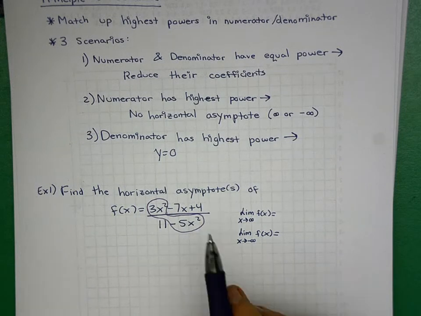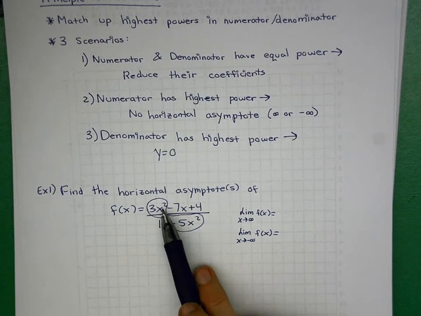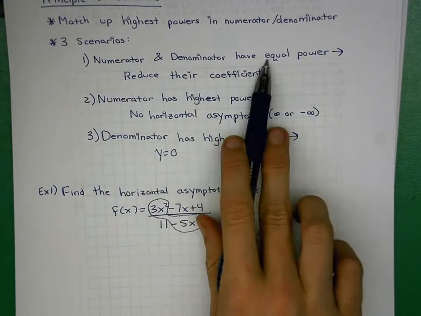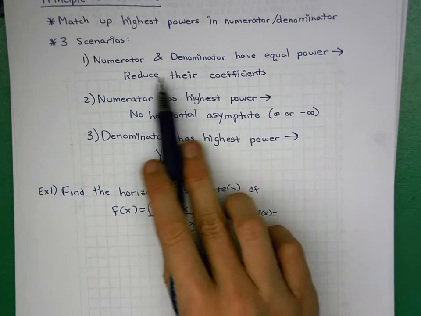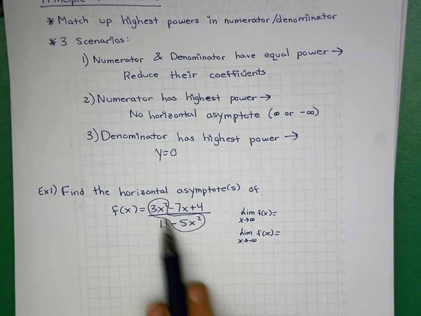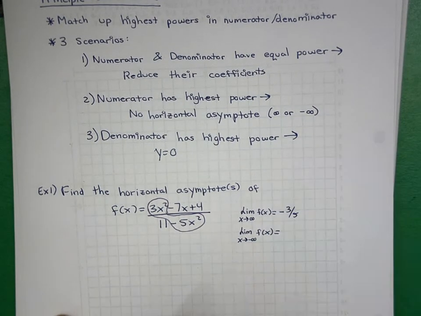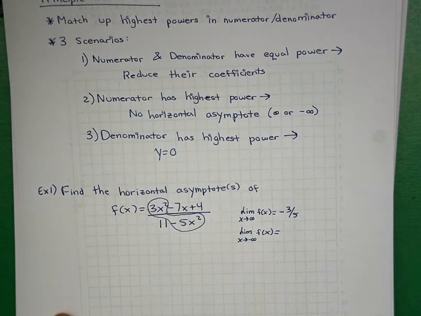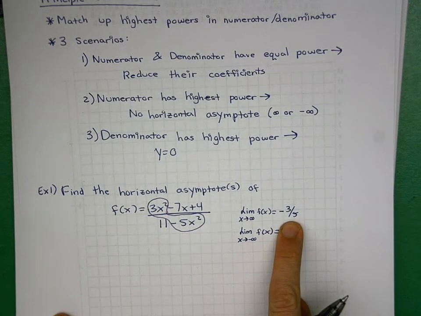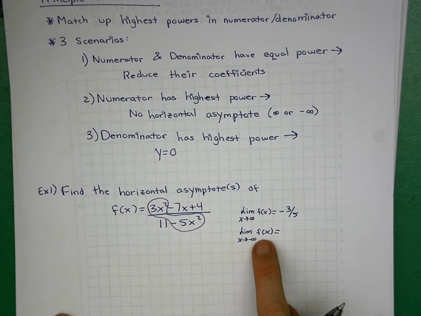And in this case, I have a power of 2 and a power of 2, so my numerator and denominator have equal power, which means I'm going to reduce their coefficients. Well, 3 divided by negative 5 is negative 3/5. And so that's going to be one of my horizontal asymptotes. It might be my only one. The only way to figure that out is to now also check what happens at negative infinity.